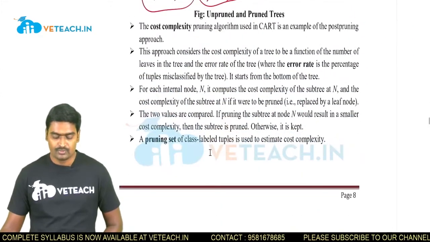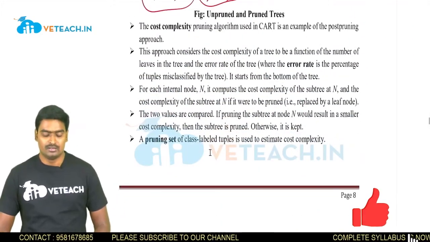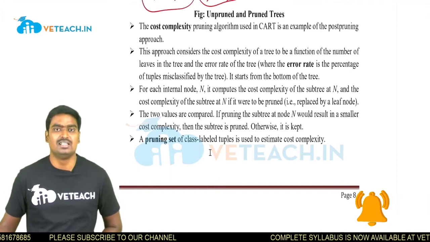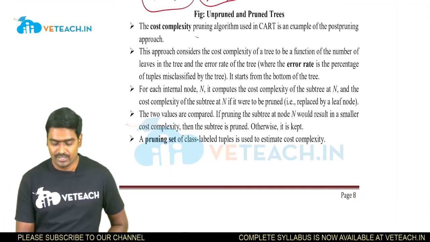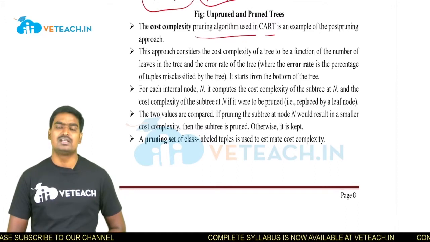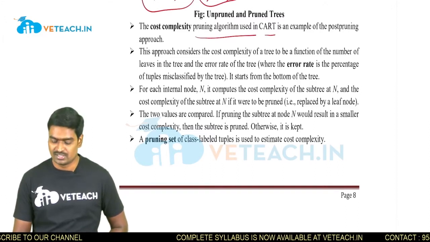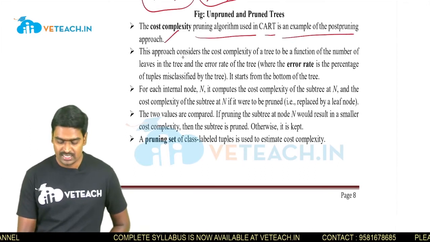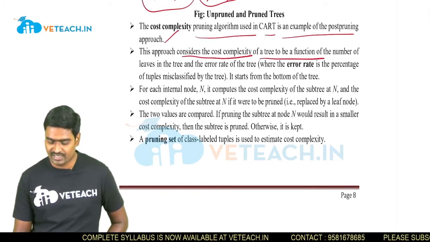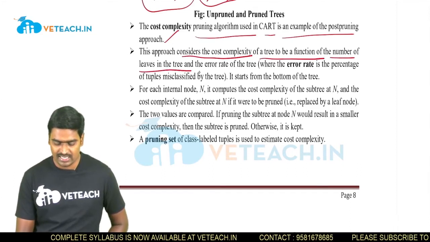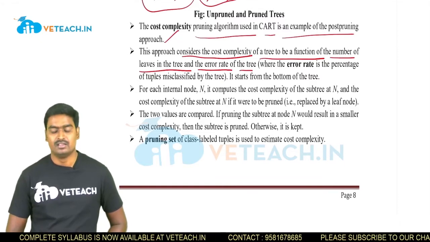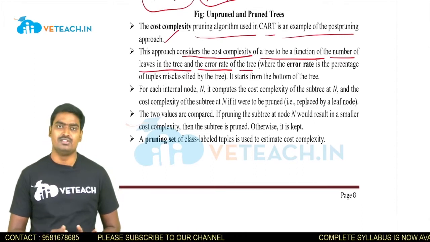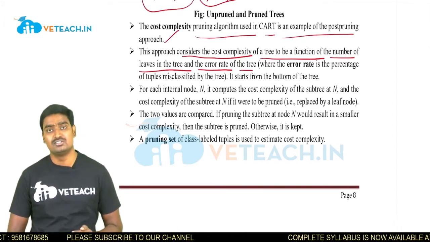And now, what is cost complexity pruning? The meaning of complexity: it is pruning complexity, or the time complexity, or we can reduce that complexity. It is the pruning algorithm used in CART. What is CART? Classification and regression tree. It is an example of the post pruning approach. This approach considers the cost complexity of a tree to be a function of the number of leaves in the tree and the error rate of the tree. So when we reduce the leaves of the tree, the error rate of the tree is reduced. I mean the error complexity is also reduced.